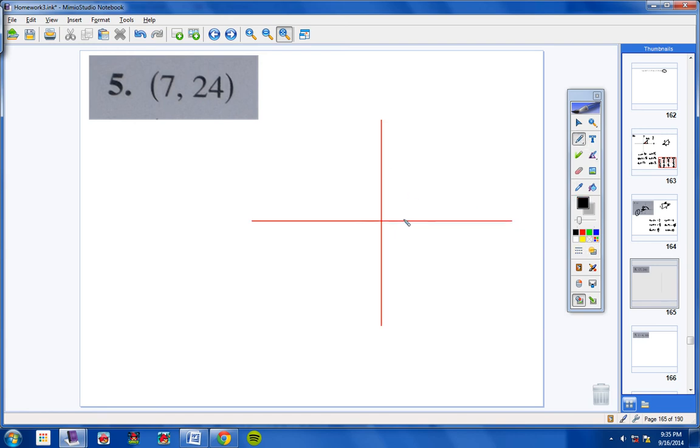Okay, so we're going to go over 7 and up 24, so the point will be up here somewhere, and we'll go ahead and sketch our line. And so we're looking to find the 6 trig function values of this angle right here. We'll call this theta. Well, we know that we're over 7, and we know that we're up 24. So this ordered pair right here is (7, 24).